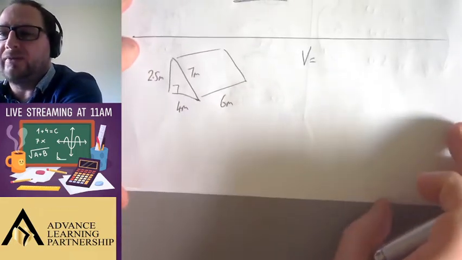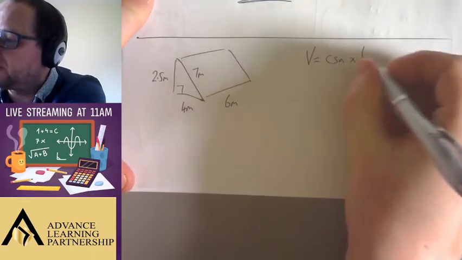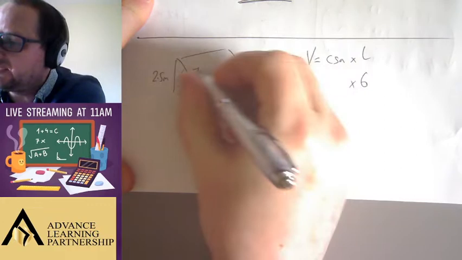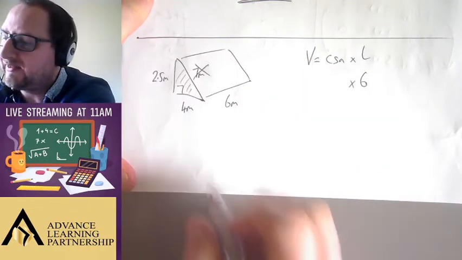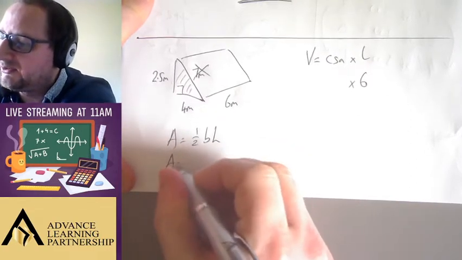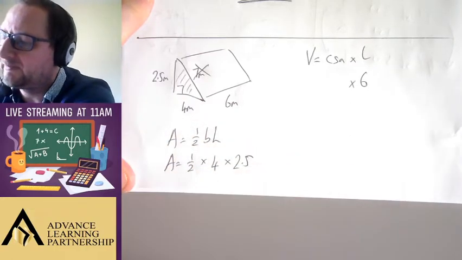We're doing the volume of the triangular prism now, so it's cross-sectional area times length. So I need to find this area first, and then I'll multiply by 6, and I won't use the 7 at all. Okay, so let's find this area. Area is a half the base times the height. So the area is a half times the base of 4 times the height of 2.5.